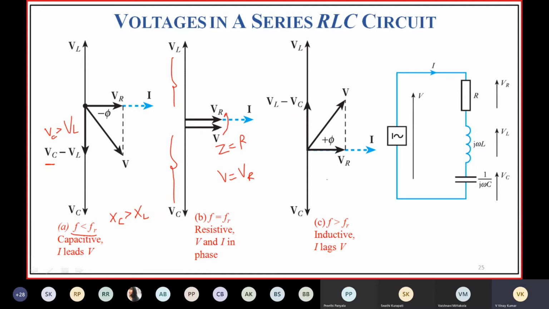Here XL is greater than XC, meaning VL is greater than VC. Then you are going to have the VL minus VC phasor like this, where the sum of these two gives V. So here the circuit is inductive, and here the circuit is capacitive.